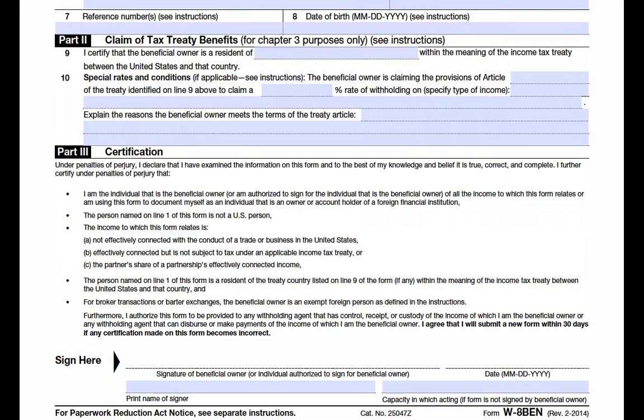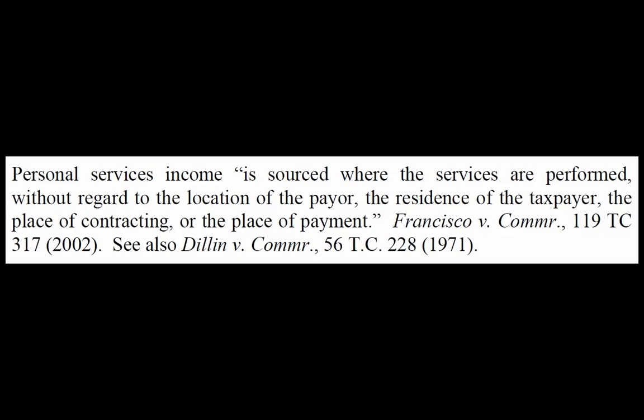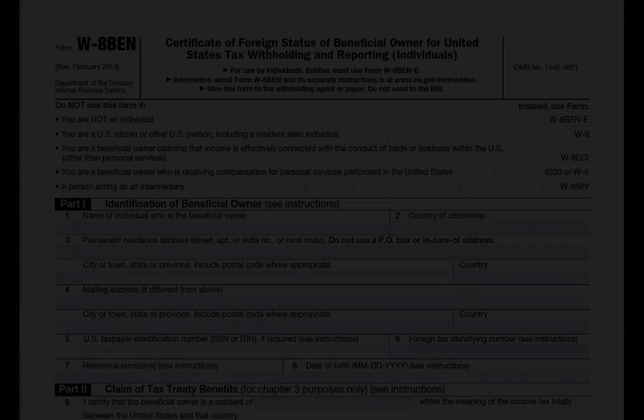Some types of payments of foreign-sourced income can be effectively connected income. However, payments for services that take place outside the U.S. are foreign-source income, and those types of payments cannot be effectively connected income. It is important to note that personal services income is sourced where the services are performed, without regard to the location of the payor, the residence of the taxpayer, the place of contracting, or the place of payment.